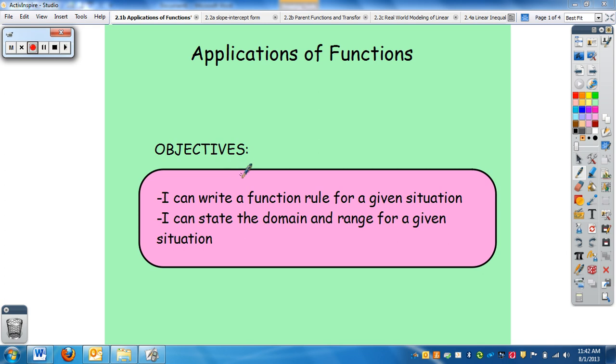In this video, we're going to apply what we learned in the previous video on functions to real-life situations, so that's why it's called applications of functions. So your two objectives, after watching this video, you should be able to write a function rule for a given situation, and state the domain and range for a given situation.